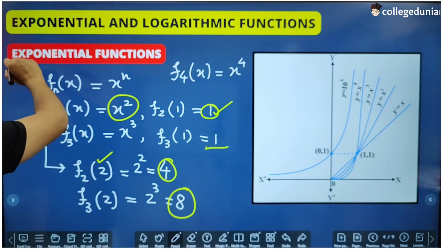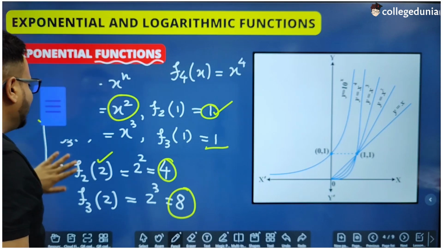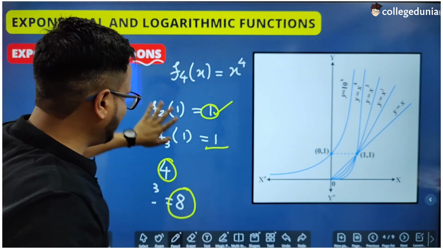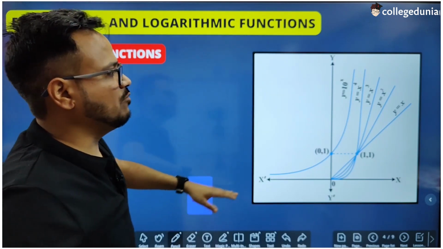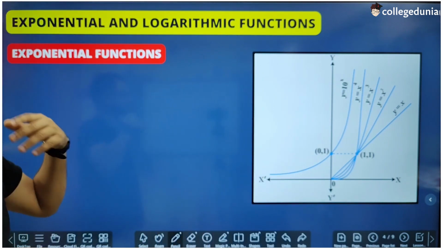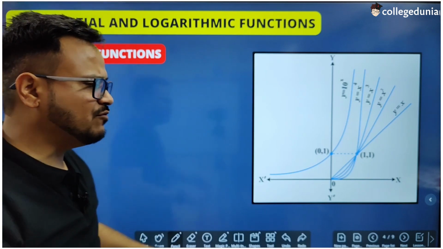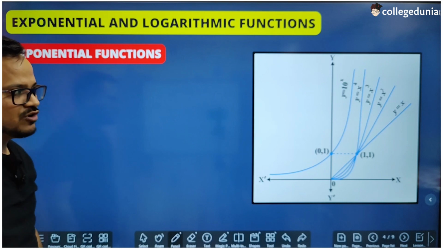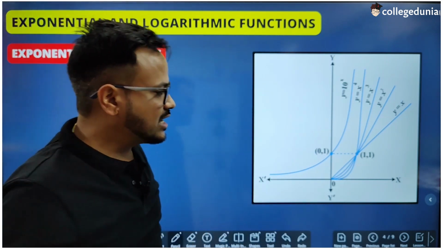Okay, but let us talk about the exponential functions. Now we want to see, is there any function which grows more rapidly than this polynomial function? Obviously all these functions are polynomial functions, right? And polynomial functions we have already studied in class 9th, 10th, 11th, and 12th also. So we are familiar with polynomial functions. So this is the behavior of the graph of a polynomial function when we increase the exponent.